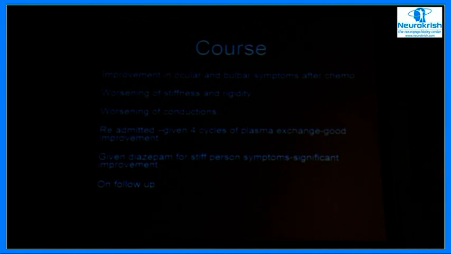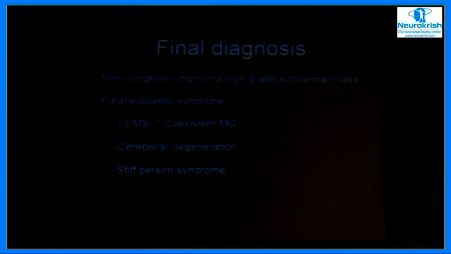There was improvement in the ocular and bulbar symptoms, worsening of stiffness and rigidity, for which the patient was admitted and we gave him plasma exchange. Diazepam was given for stiff person syndrome, with follow-up. The patient survived for about 4 years and then passed on. So basically, you have a patient with non-Hodgkin's lymphoma with a paraneoplastic syndrome of LEMS, coexistent myasthenia gravis, cerebellar degeneration, and a stiff person syndrome.